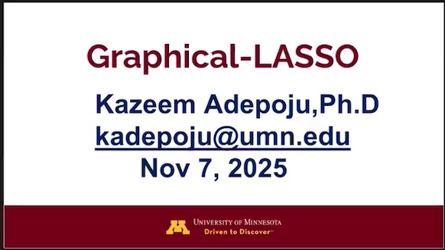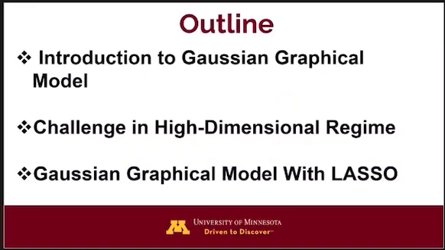And the moment we're able to do that, the network is no longer going to be dense. It's going to be sparse. When a network is sparse, interpretation is going to be easy. And that is the reason why we need a graphical lasso. That's why we need a lasso in a graphical structure, and that is why this topic is called graphical lasso. In the outline, I'm going to introduce you to the challenge in the high-dimensional regime and the Gaussian graphical model with lasso.